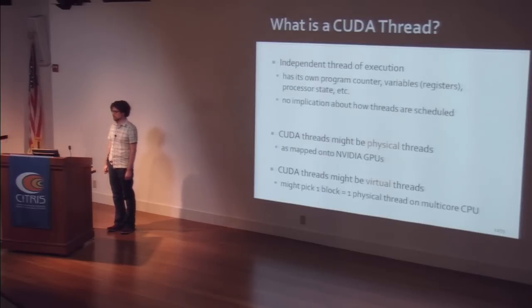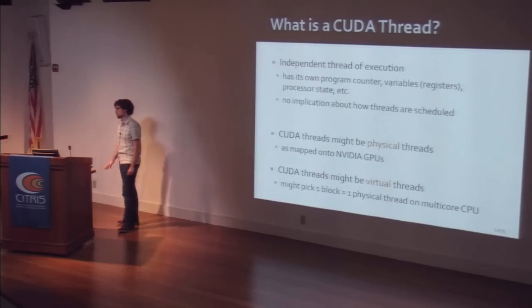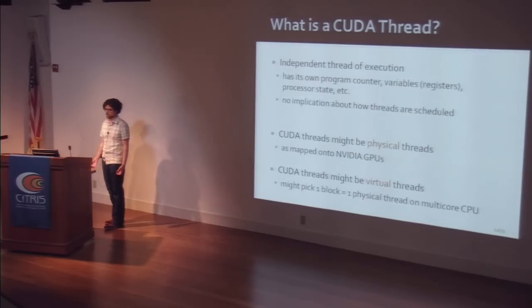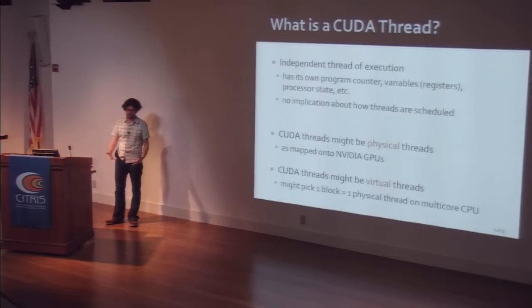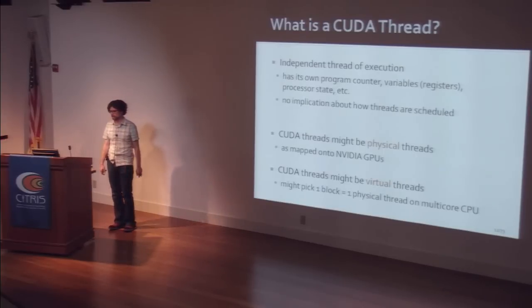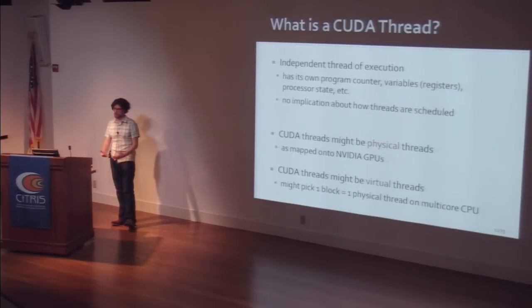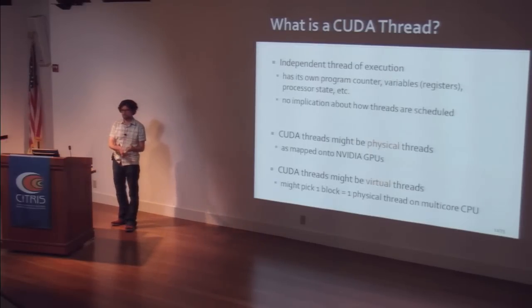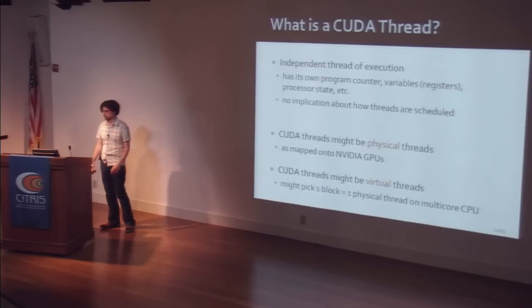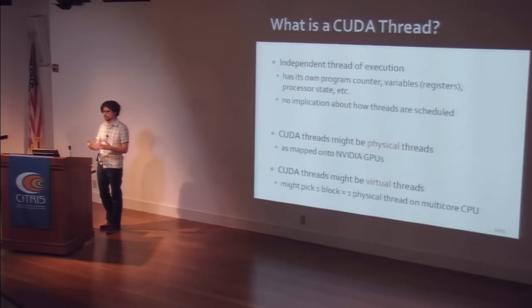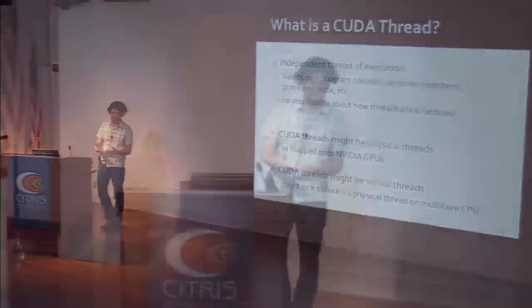So for example, if I was compiling a CUDA program to run on a latency optimized core, and there exists a product out there from PGI that does this, you can compile a CUDA program and run it on an x86 CPU, for example. You might actually want to run a thread block on one physical thread on a CPU. So because the CUDA thread doesn't specify exactly how it's executed, there's some flexibility as to how it's actually mapped onto hardware.